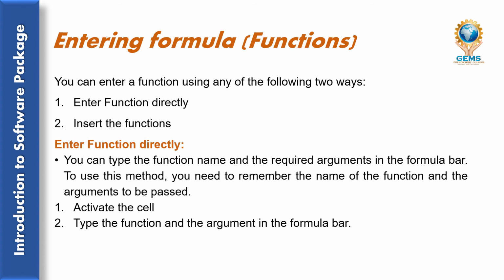To enter a function directly, you can type the function name and the required arguments in the formula bar. To use this method, you need to remember the name of the function and the arguments to be passed. So first, activate the cell where you want to enter the formula, and type the function and the arguments in the formula bar.